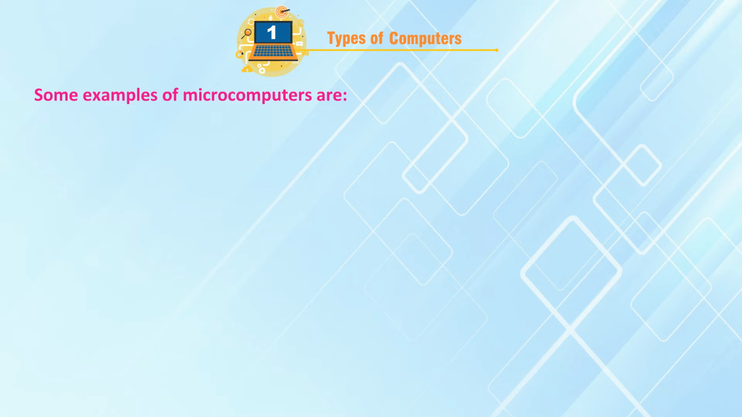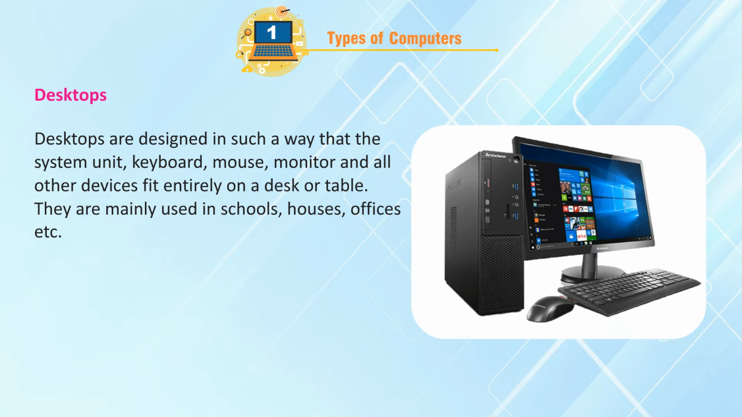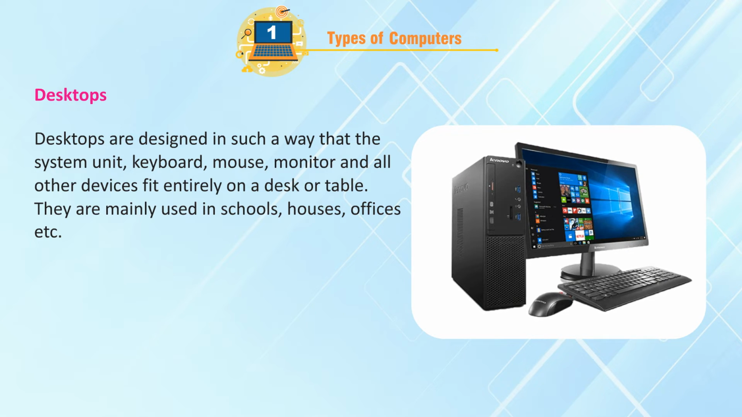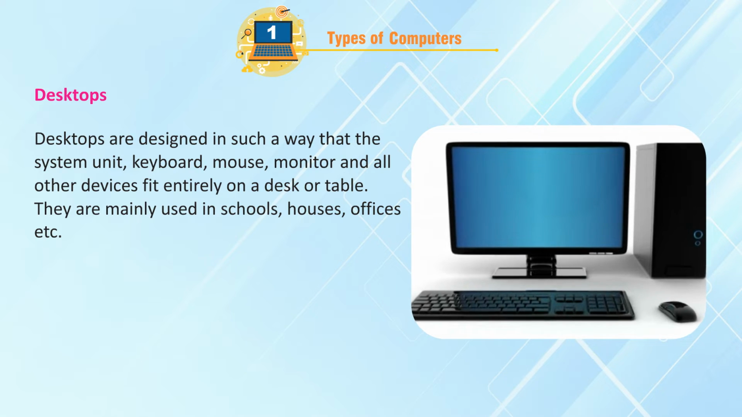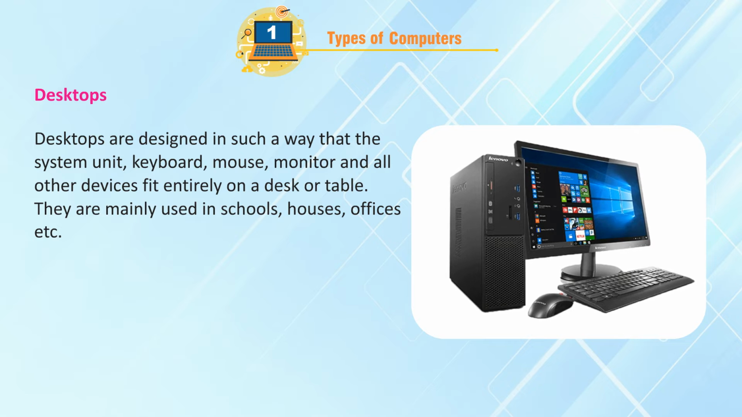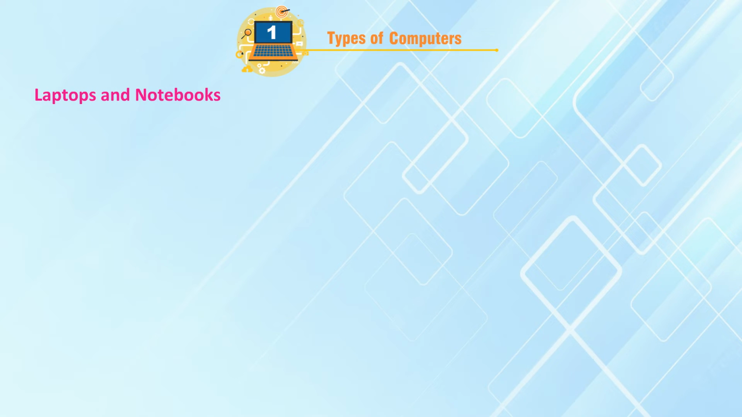Some examples of microcomputers are desktop. Desktops are designed in such a way that the system unit, keyboard, mouse, monitor, and all other devices fit entirely on a desk or table. They are mainly used in schools, houses, offices, etc. Smartphones is also a microcomputer that usually provides personal information management functions such as a calendar, an address book, a calculator, etc.